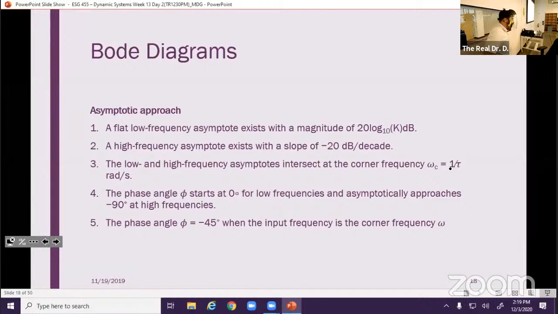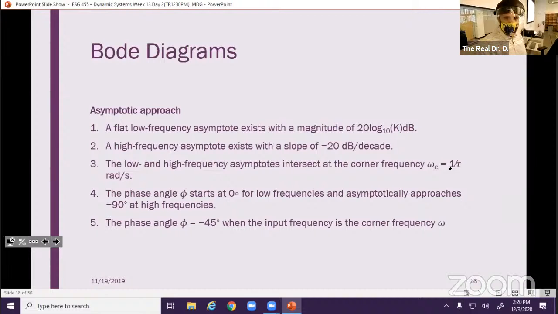All right, so here are my rules for asymptotes. This is for first order systems. We'll talk about second order systems next week. But for first order systems, you're going to have a flat, low frequency asymptote with a magnitude of 20 log 10 K. What the heck, Dr. D? What is K? Where did you get that from? Okay, two things.